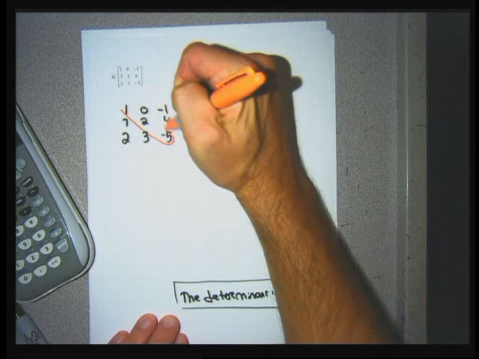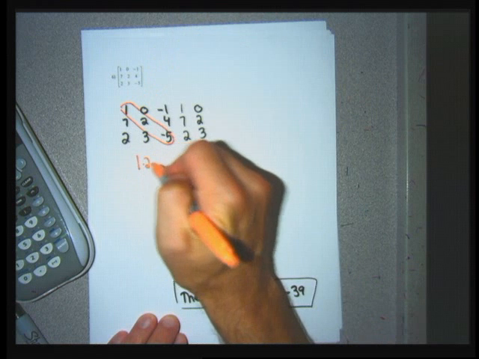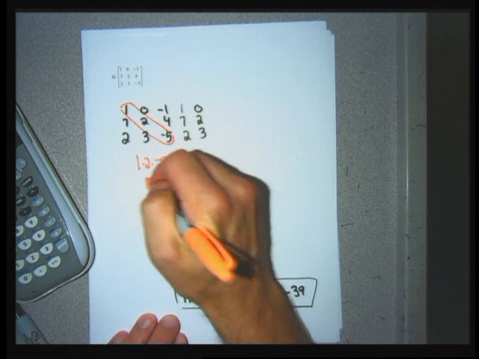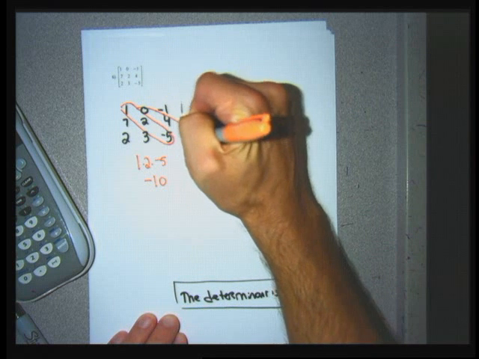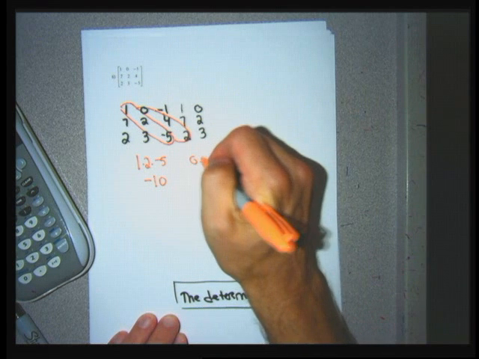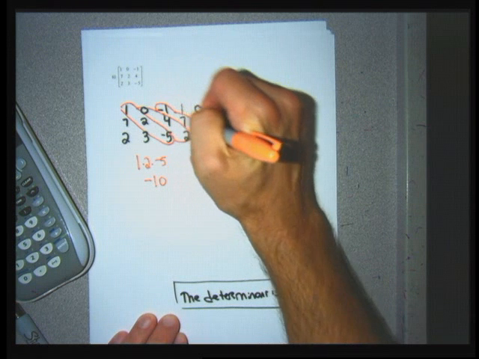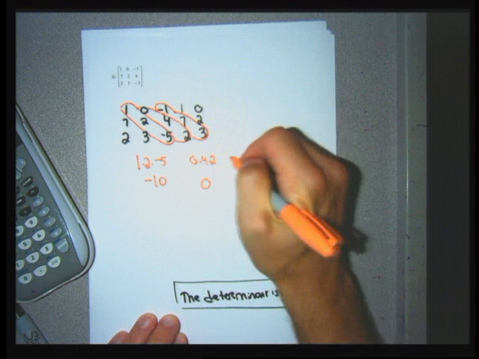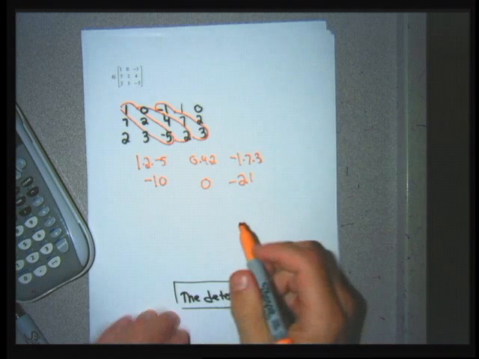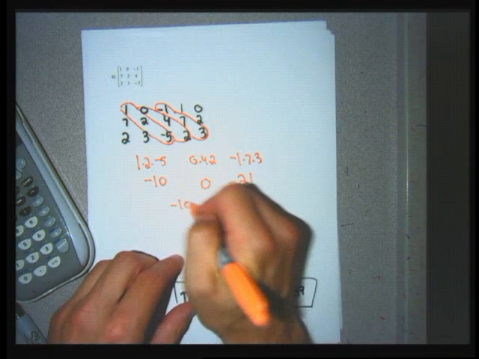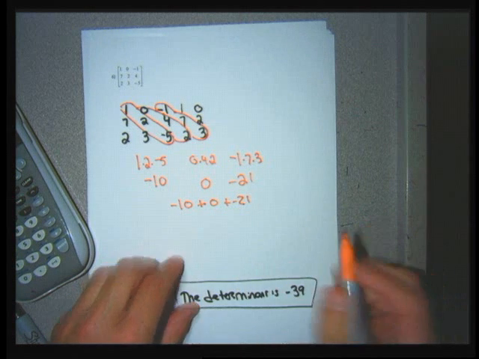I'm going to multiply those 3 numbers, 1 times 2 times negative 5. That's going to give me negative 10. And then I'm going to go 0 times 4 times 2, which is 0, and negative 1 times 7 times 3, which is negative 21. I'm going to add these 3 numbers. So I'm going to go negative 10 plus 0 plus negative 21. That's going to give me negative 31.